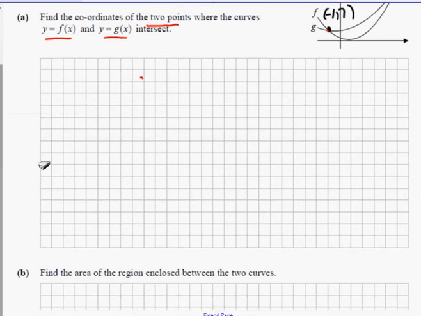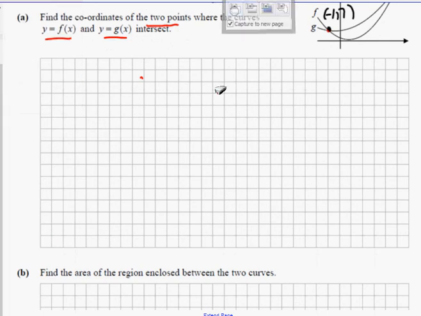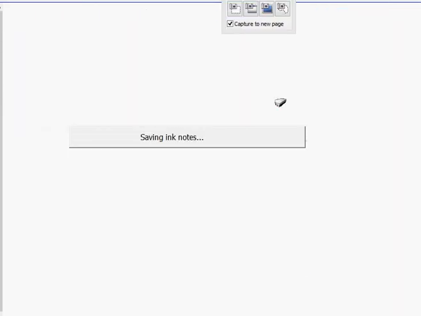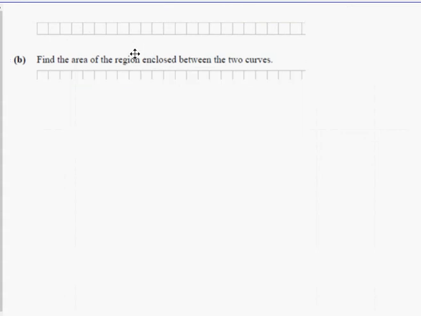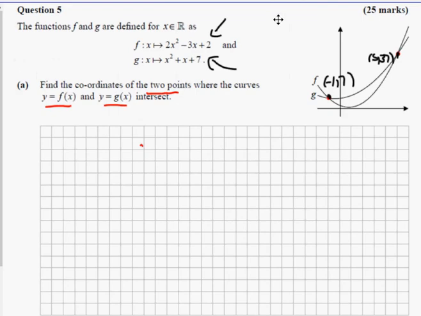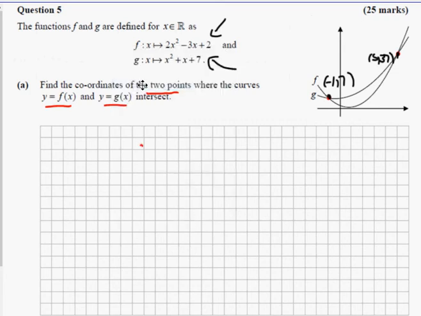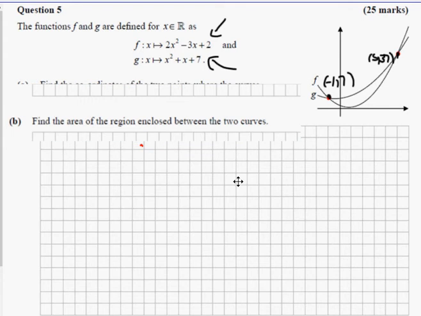We want to find the area of the region. Oh no, shouldn't have done that. So the area of the region enclosed between the two curves, okay? So it'll be this question here. Now, what I want to show you here is, there we go, just that there. Okay, now find the area enclosed between two curves.